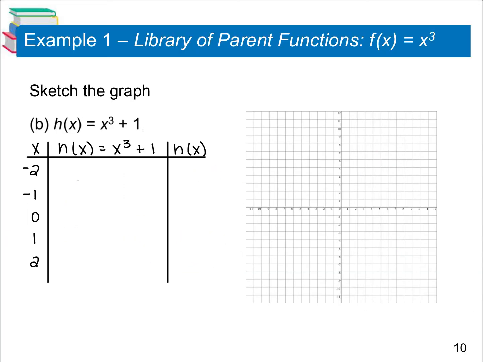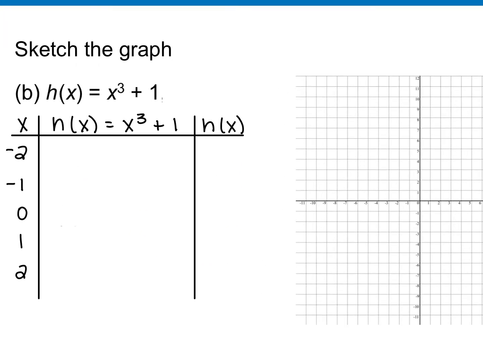For our next example, we have h of x is equal to x cubed plus 1. We're working with x values of -2, -1, 0, 1, and 2. So with this one, we're going to have -2 cubed plus 1. The -2 cubed is -8, plus 1 is -7. Next, we have -1 cubed plus 1, so that's -1 plus 1, which is 0.